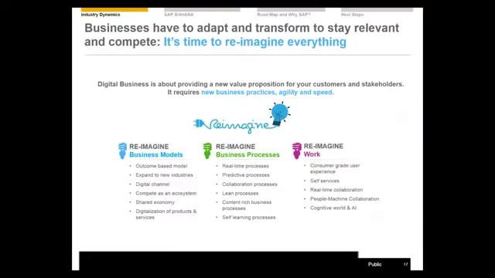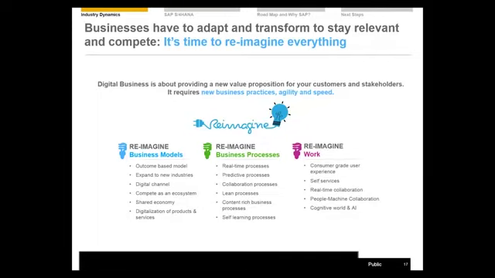With S/4HANA, what we are trying to do is give our customers the ability to reimagine their entire business model, because outcome is based on the model, and in the shared economy, where we are talking about digital channels, digitization of products and services is very important. We help companies reimagine their business processes in real time, more predictive, and self-learning, and we are helping organizations reimagine the work they are doing, with real-time collaboration, people-machine collaboration, and also bringing in the cognitive world with artificial intelligence embedded in the solution.